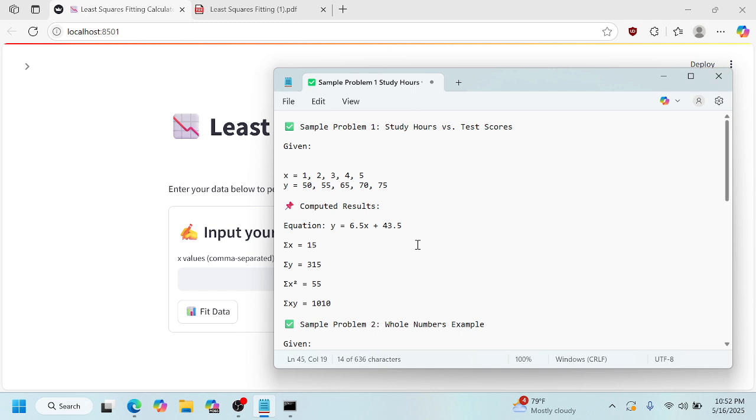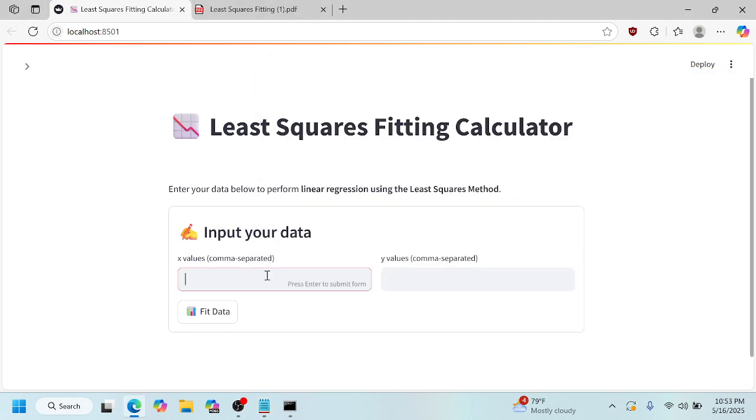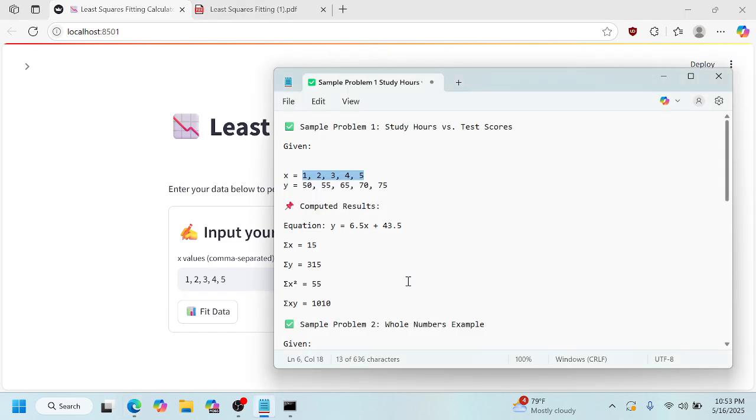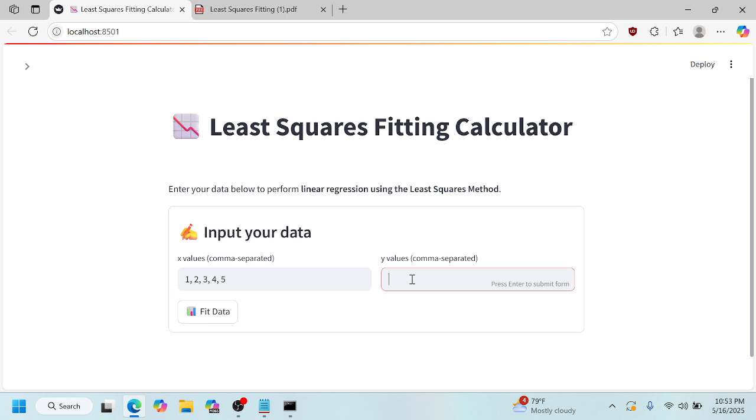In sample problem number 1, imagine a student studying for exams. As the number of study hours increases, we expect test scores to improve. The given data points for the x values are 1, 2, 3, 4, and 5. Let's input these in the x values. And in the y values, we have data points of 50, 55, 65, 70, and 75. Let's input this into the y values.